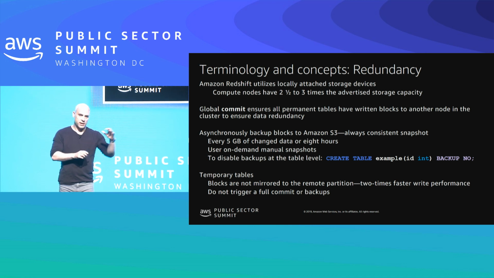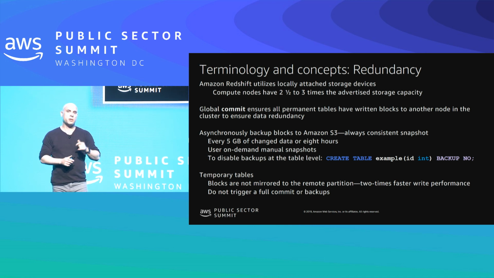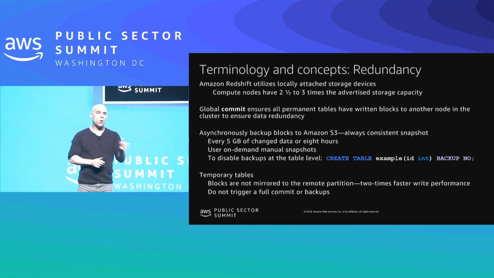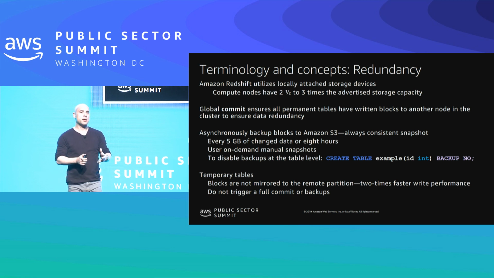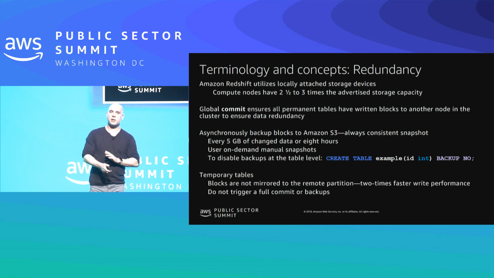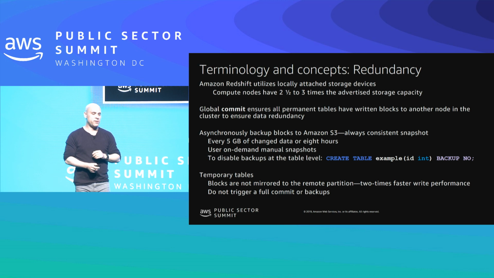Once the data is committed, like I said, it is on 2 nodes in the cluster. We also asynchronously back that data up to S3. Every 5 gigs of change data, which is actually a very small amount of data in Redshift, or 8 hours, whichever happens first, will trigger the flush to S3. One exception to this is temporary tables, and I like to call this one out because you can write data to them significantly faster. So if you need staging tables, or things that really are temporary in nature, definitely leverage temp tables because they write way faster.